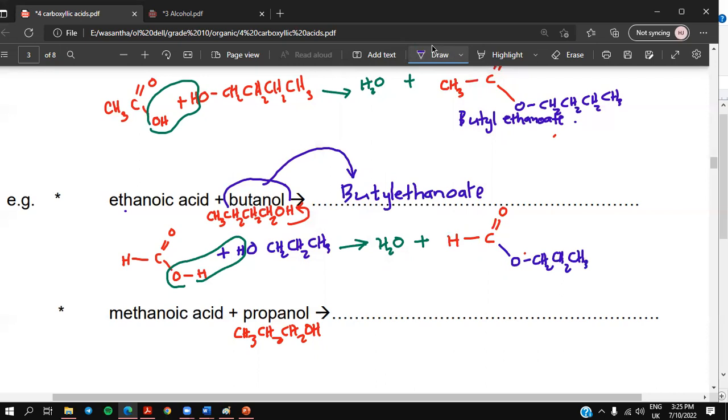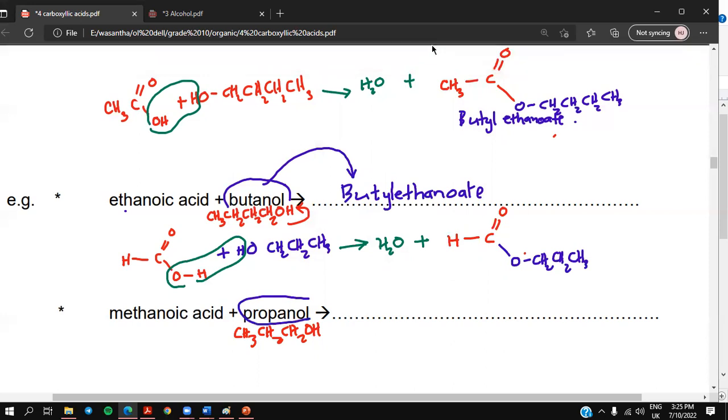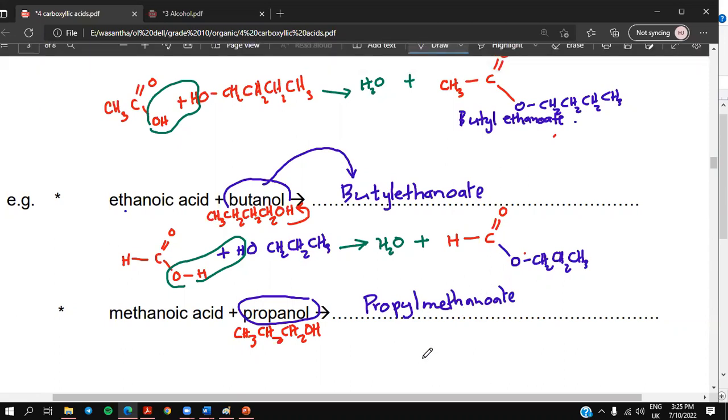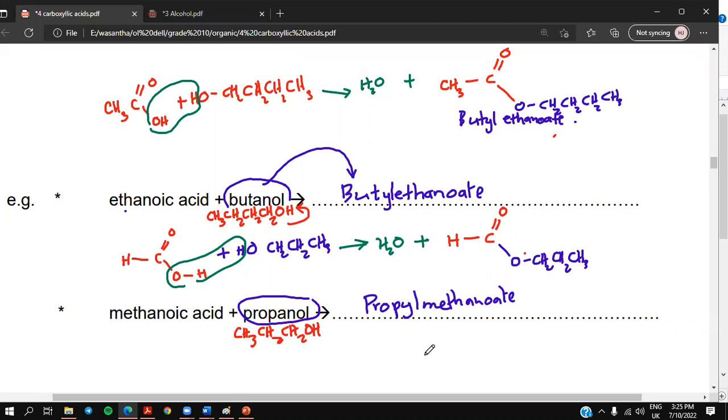Now the name: methanoic acid and propanol. The alcohol is propanol, so we start the ester name by writing propyl. Propanol gives the propyl group: propyl methanoate. Observe this clearly, and if you want to make a note, you can note it down correctly.